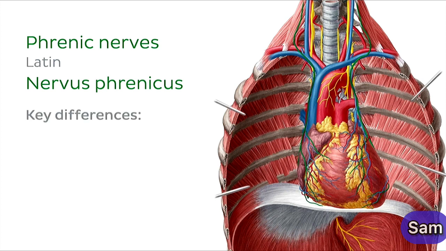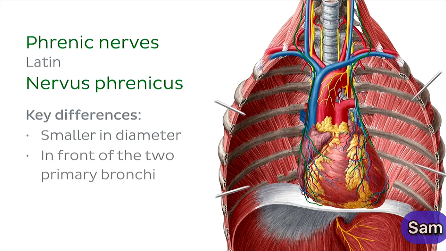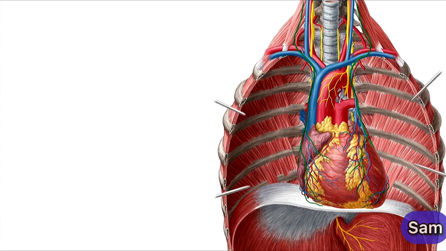So you can see here that the phrenic nerve is smaller in diameter than the larger vagus nerve. And also as it travels down the thorax, it lays anterior, or in front of, the two primary bronchi, whereas the left and right vagus nerves travel behind these structures. Also, since the phrenic nerve actually innervates the diaphragm, it will stop at this muscle, whereas the vagus nerves just keep on going right into the abdomen. Keeping these things in mind will hopefully help avoid any confusion.